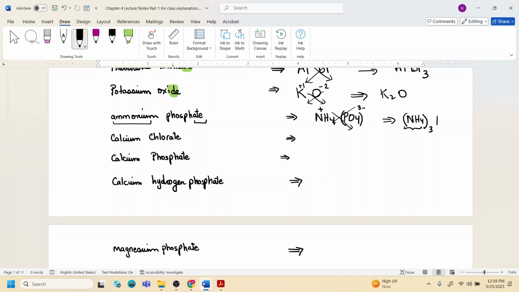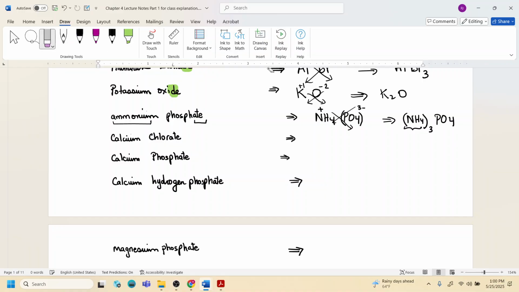And then I have the PO4. That's it. This is a plus 1, so here this one is going to be a plus 1. No need for parentheses because there is no coefficient for the PO4 in there. If we want to check the charges, ammonium is a plus, so that's going to be 3 plus, and that is balanced with the 3 minus.